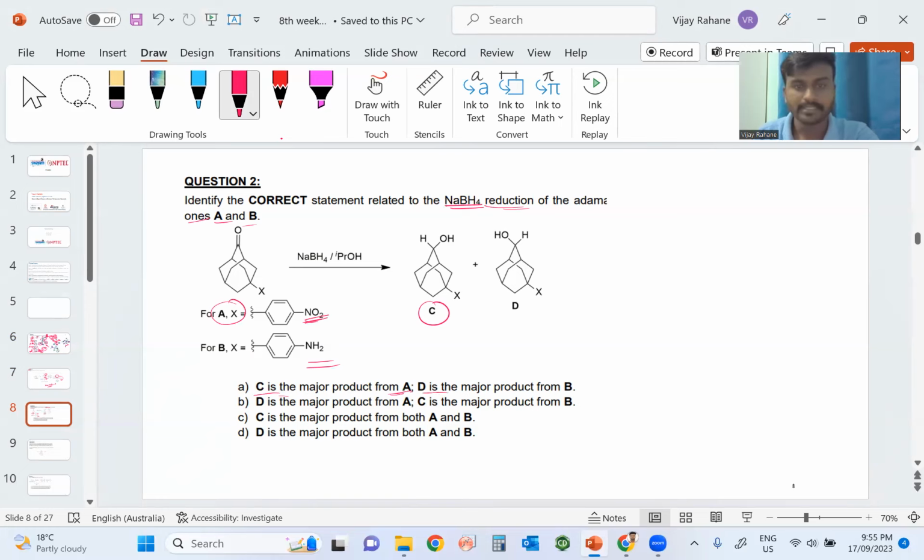And D is the major product from the case where X is equal to the NH2 group. So here we have to consider the effect of nitro and NH2 on the NaBH4 reduction.